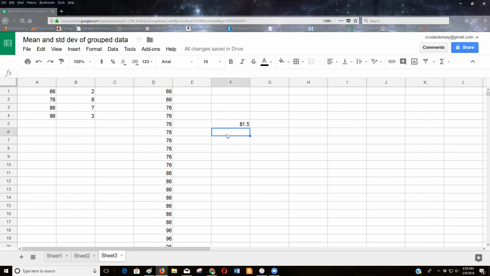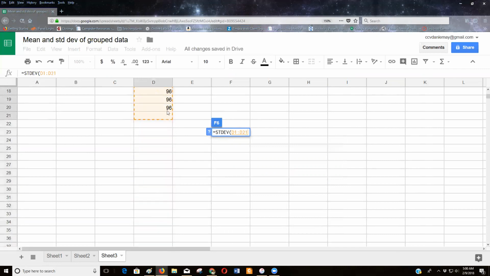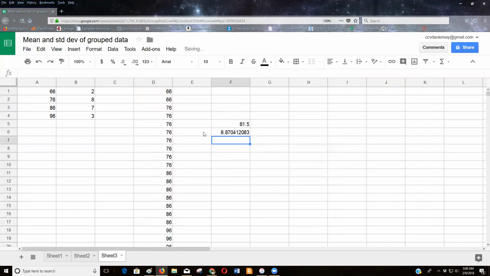To get the standard deviation with a spreadsheet, you do equals STD. There are all kinds of different standard deviations. I'll be honest with you, folks, I haven't bothered to learn them. I know this is the sample standard deviation. That's what I want, and I'm going to select all those numbers. So this is the standard deviation. This is what the built-in formulas are telling us.